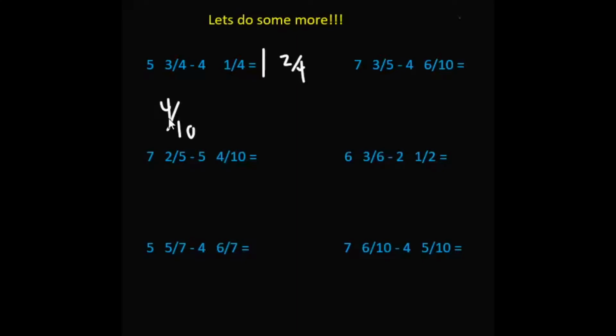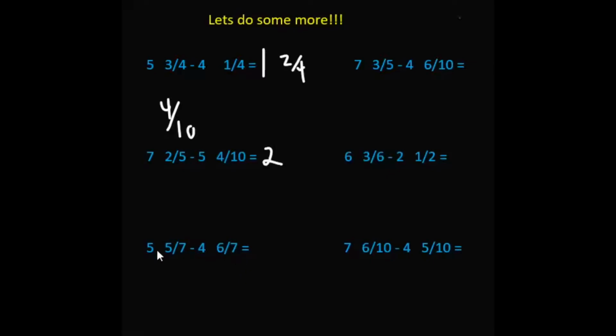10/4. Now 4/10 minus 4/10 is 0. So now all we have to do here is 7 minus 5, which is 2. Now we have 5 and 5/7 minus 4 and 6/7.